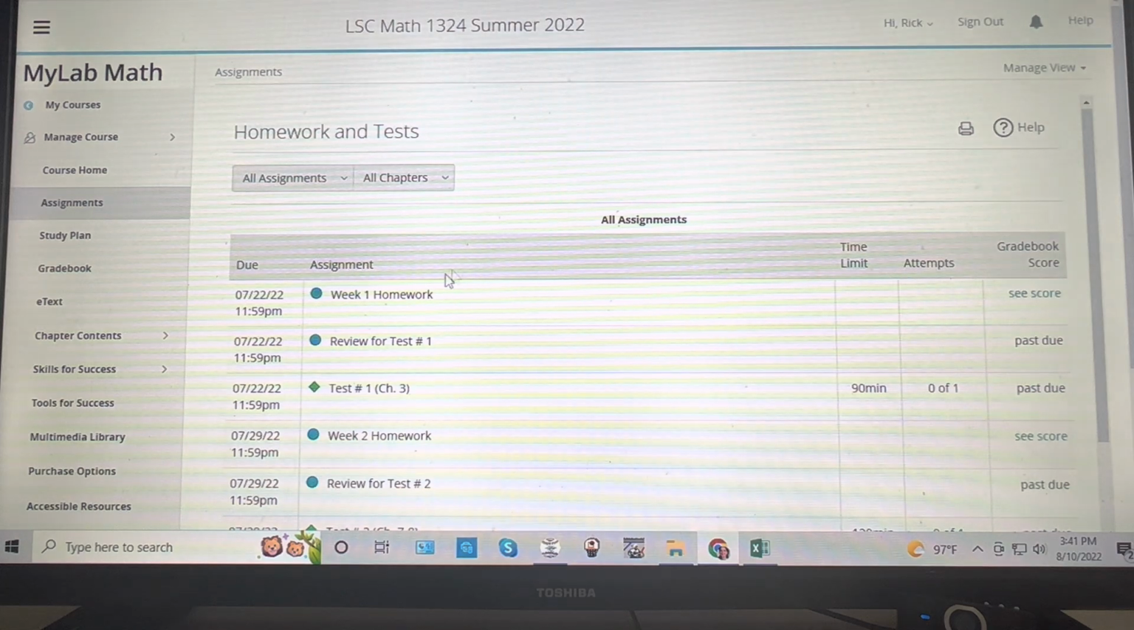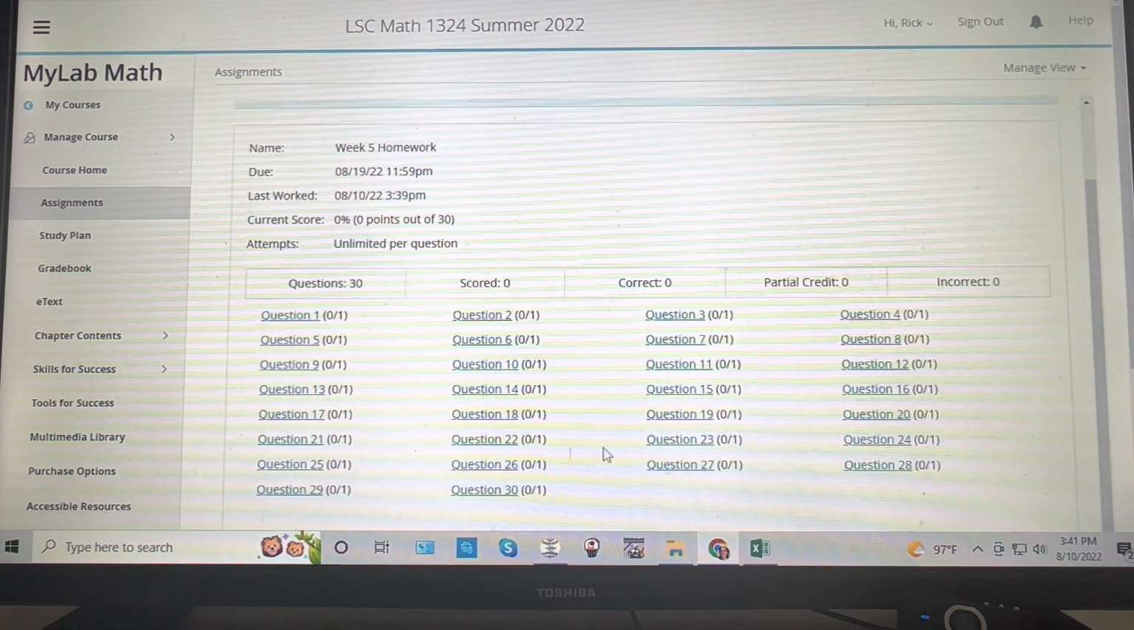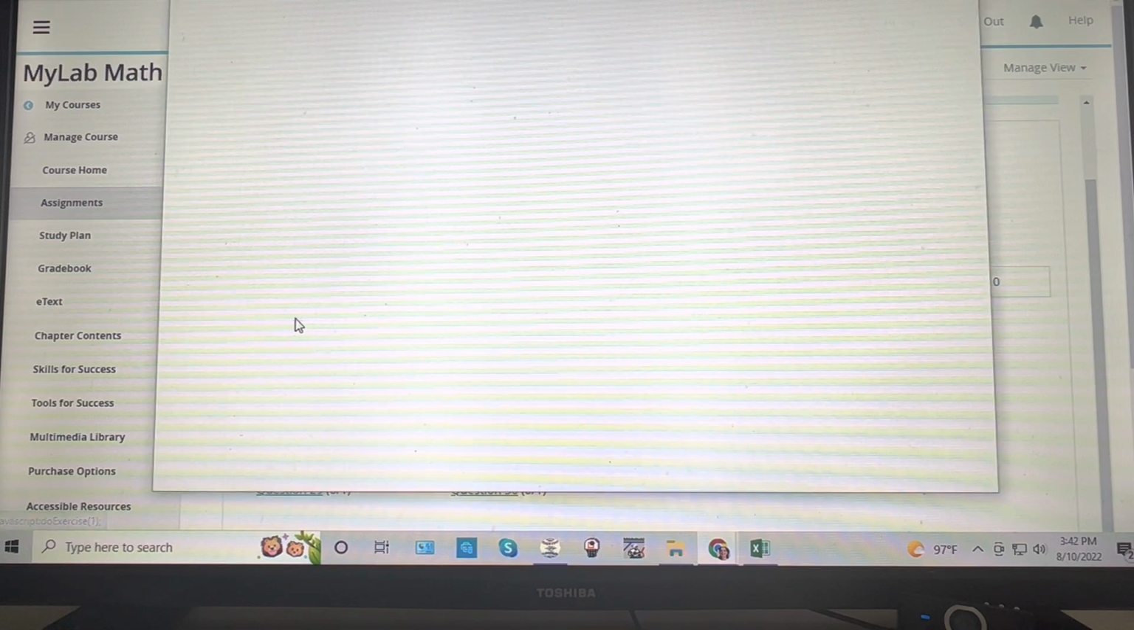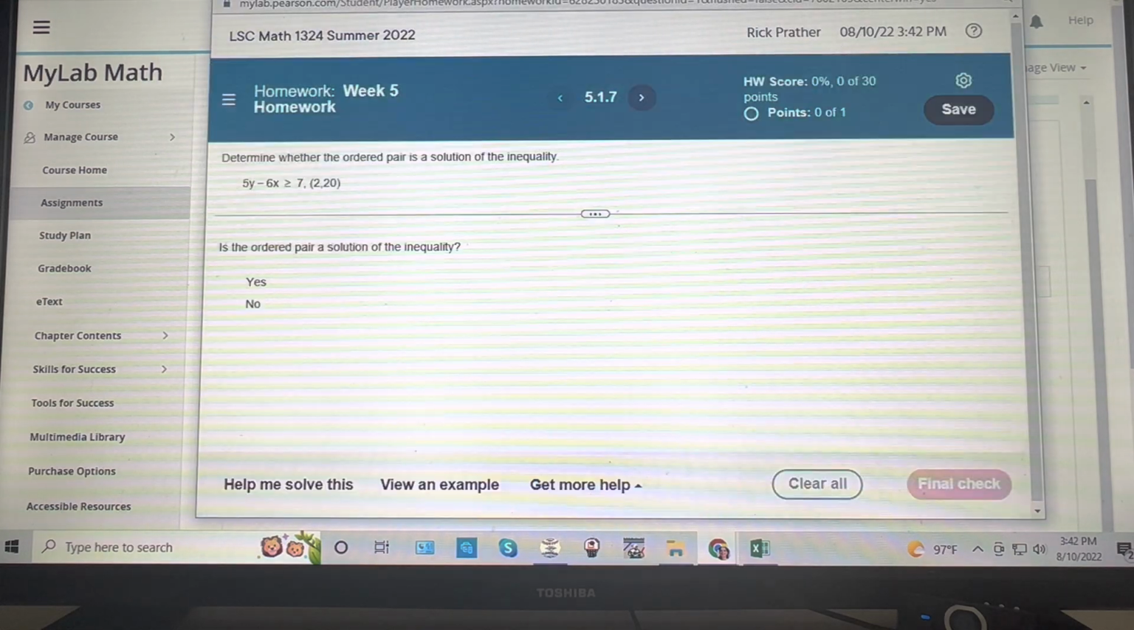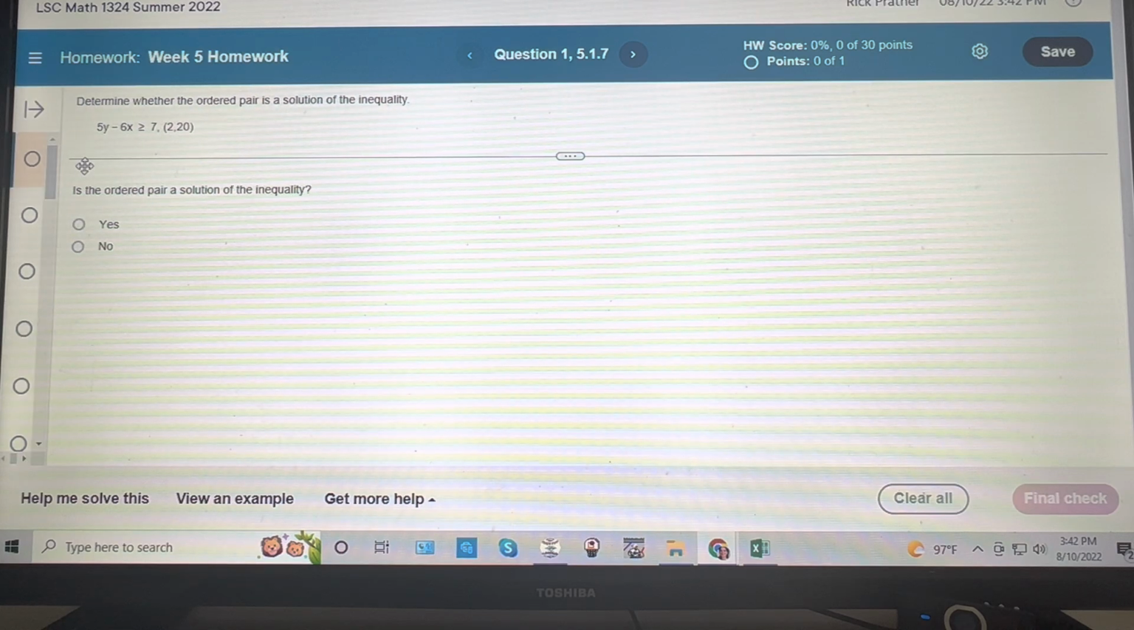Okay, so homework week 5. Only 30 questions here. There's no test over this separately, but some of this stuff will be on the final exam. So we're going to be working with some systems of inequalities now instead of equations. That's the big difference here, is there's an inequality. Determine whether the ordered pair is a solution of the inequality.